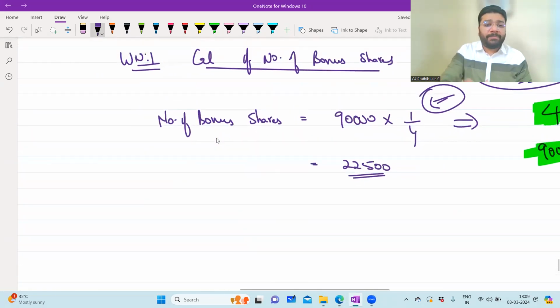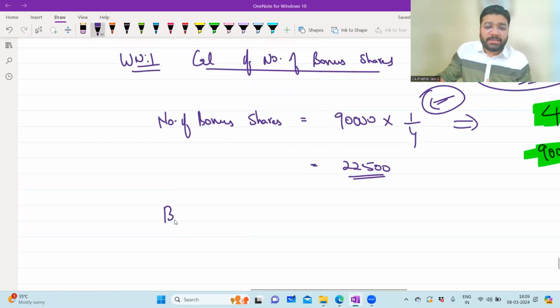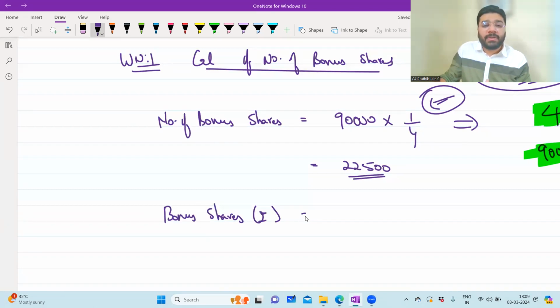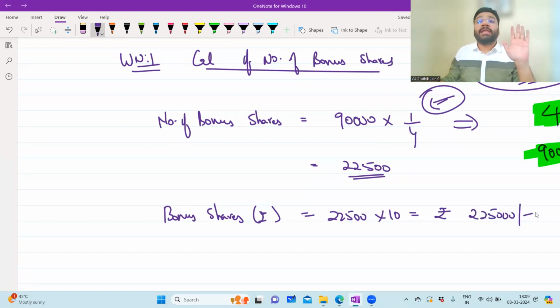So please tell me, people, what is the bonus shares in rupees? So 22,500 shares we are issuing, and what is the face value of each share? Into 10 rupees. So how much is the amount? 2,25,000 rupees. So we need totally 2,25,000 from different types of reserves.